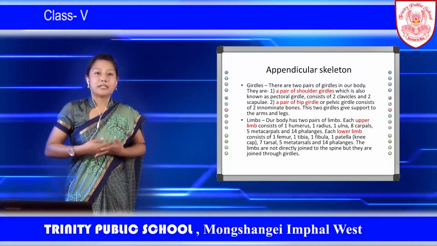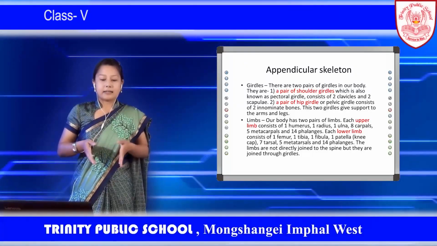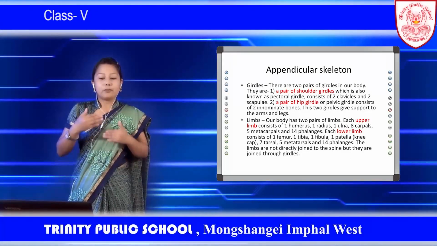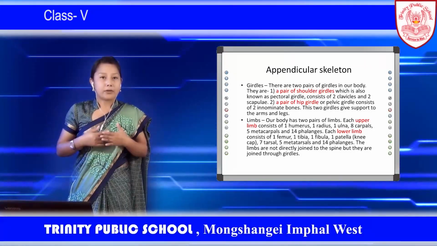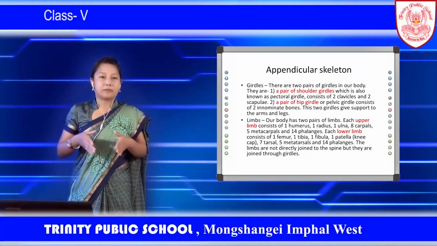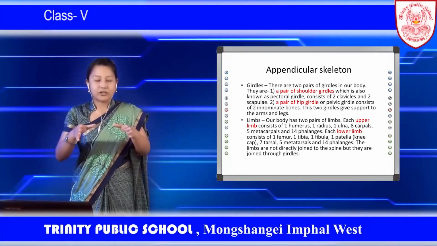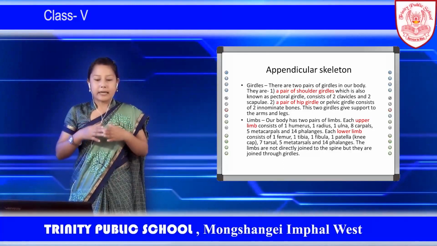Okay, let's come to the appendicular skeleton. The appendicular skeleton consists of our girdles and the limbs. The human body has 2 pairs of girdles: one is the shoulder girdle and the other is the hip girdle. The shoulder girdle is also known as the pectoral girdle. It consists of 2 clavicles and 2 scapulae.